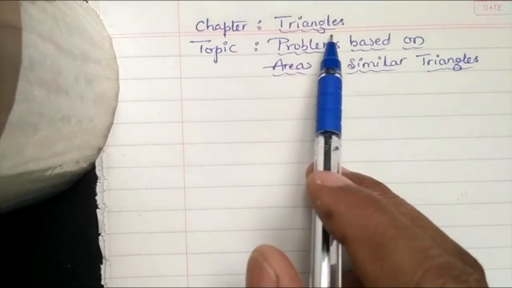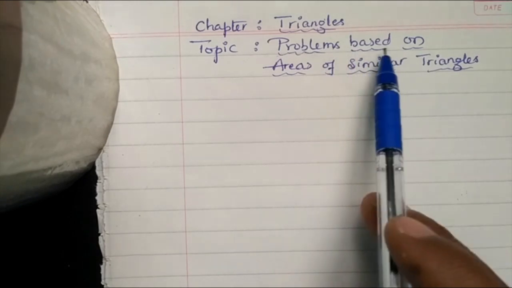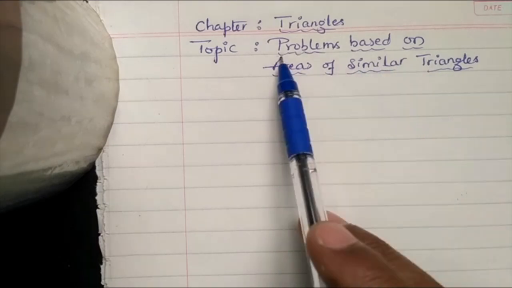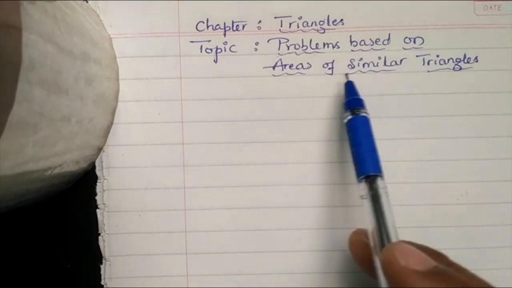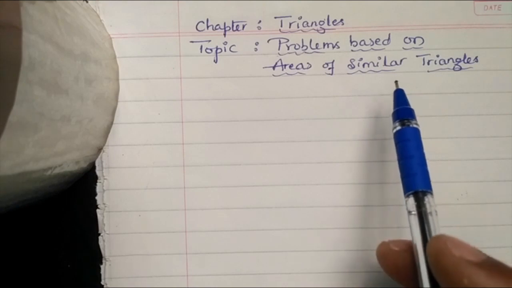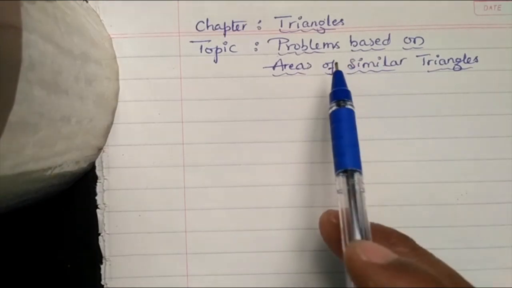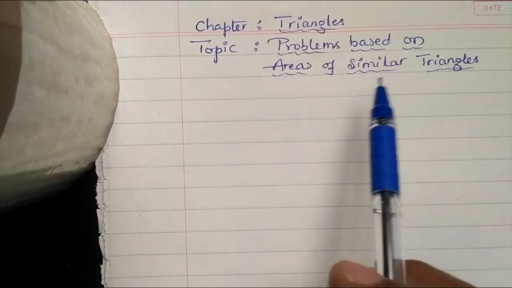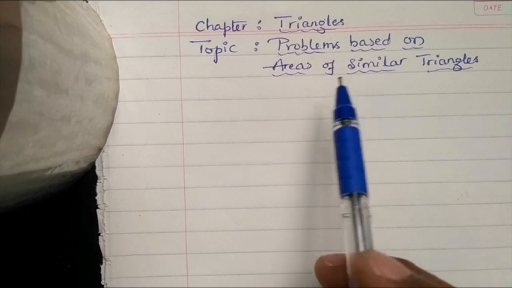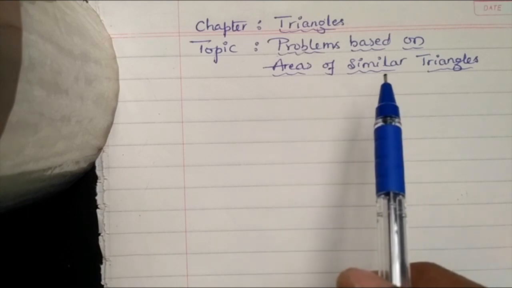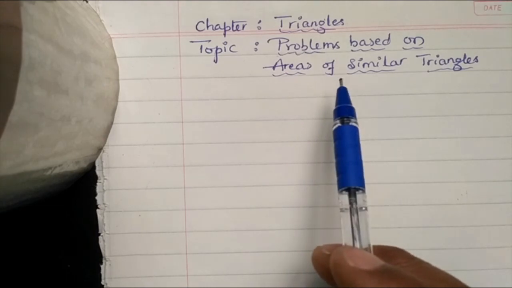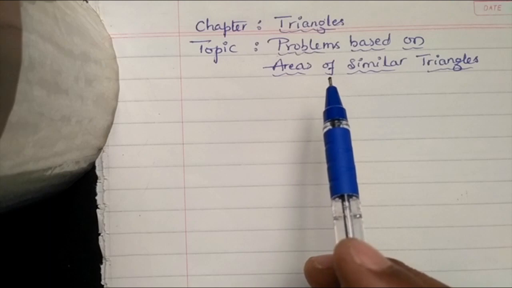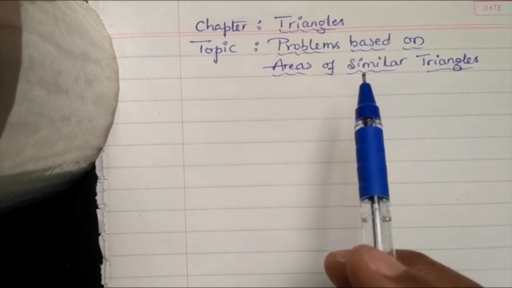Today's chapter is triangles and the topic is problems based on areas of similar triangles. In my previous class, I taught you how to prove when two triangles are similar. Repeat, when two triangles are similar, what about their areas comparison? I mean, when two triangles are similar, the ratio of their areas is equal to the square of their corresponding sides ratio.